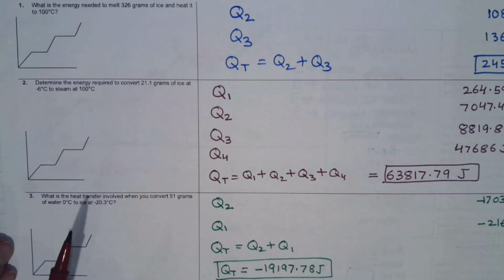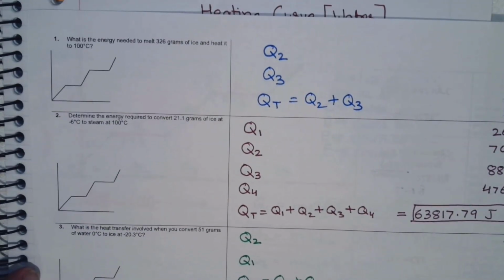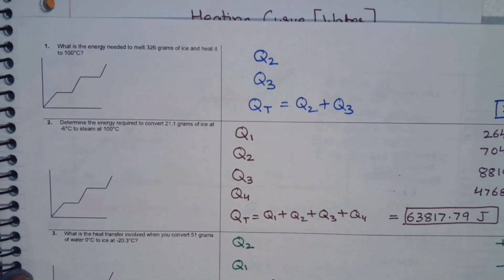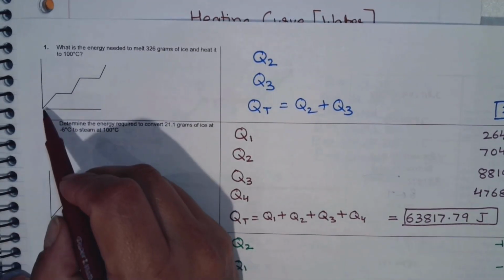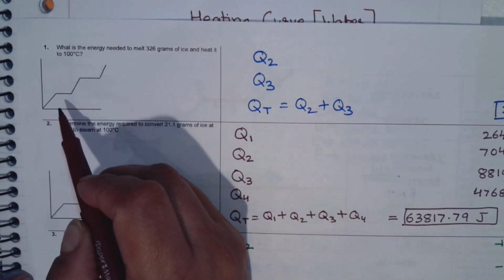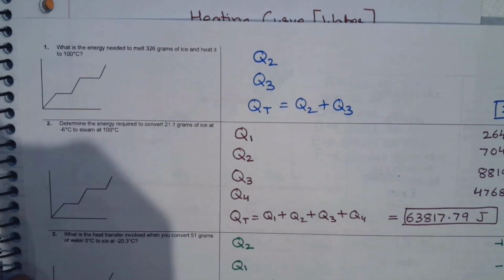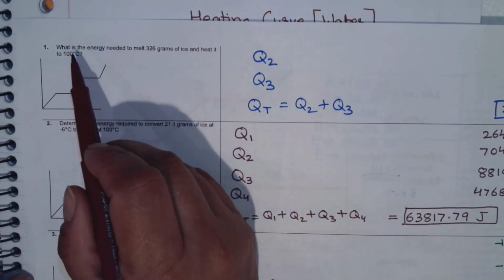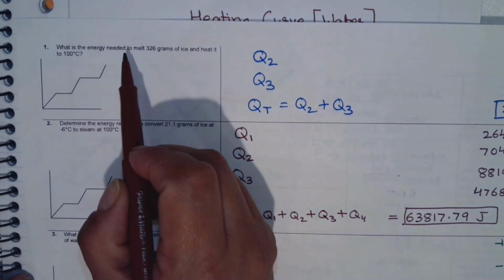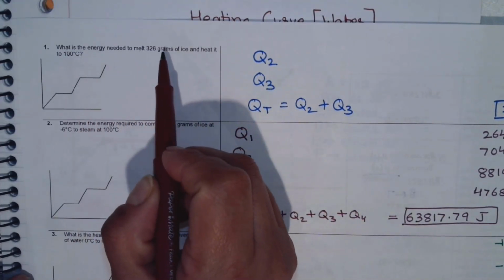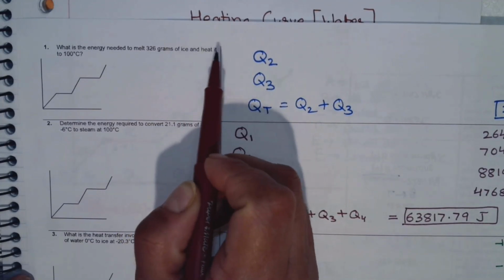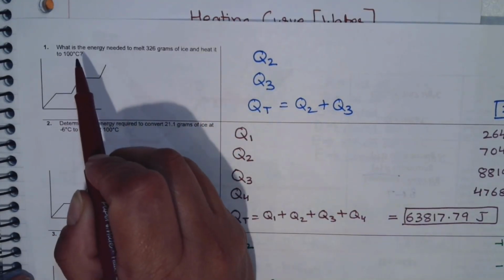So this is how you have to do your worksheet 6. All the questions on worksheet 6, you have to draw the graph, label the starting point and the ending point, and then solve. So the first question is, what is the energy needed to melt 326 grams of ice and heat it to 100 degrees Celsius?